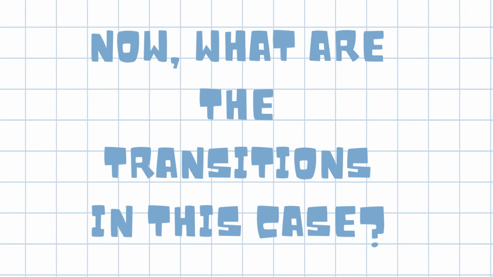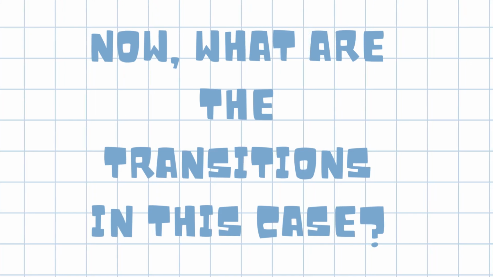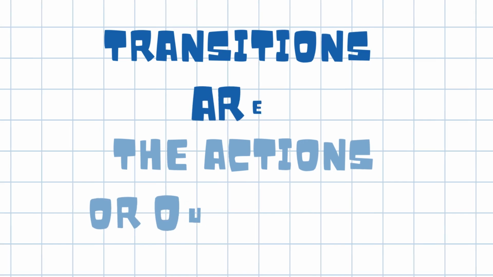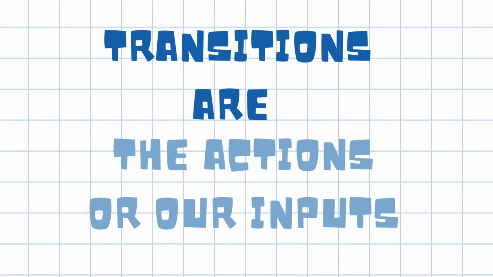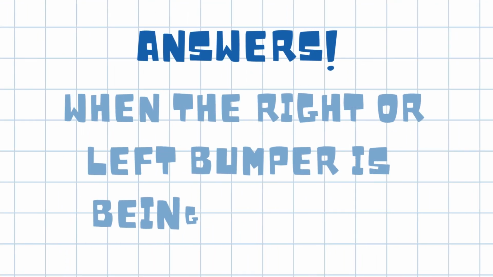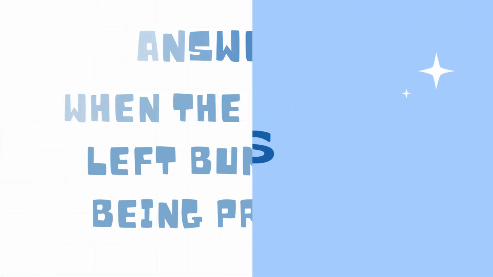So then, what are the transitions in this case? It's the actions or our inputs. So the answer is when the right or left bumper is being pressed. Now that you've got the hang of it, let's take a look at our Java code.